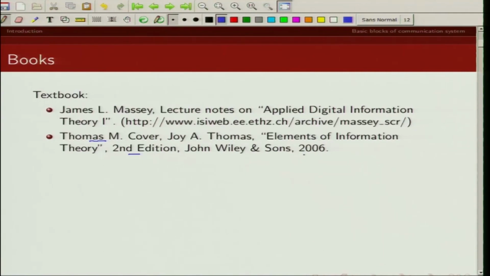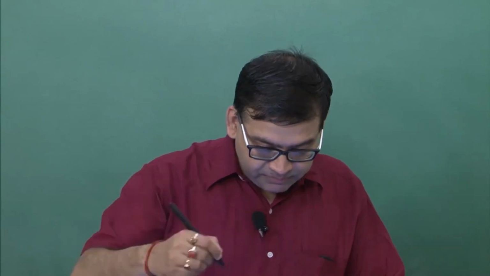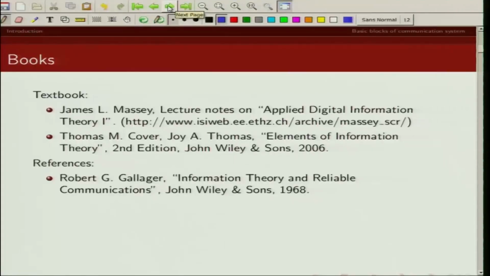second edition, and this book is available in cheap Indian edition. It's a very classic book on information theory, and it covers most of the topics that we are going to cover in this particular course. Some of the other very nice books: this book by Professor Robert G. Gallagher, it's a very classic book on information theory.